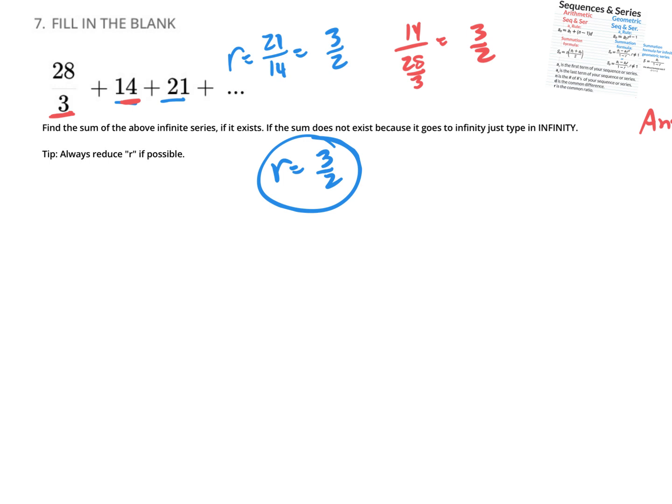So if you keep adding something that's bigger and something that's bigger and something that's bigger, the answer is infinity, right? Like the answer is infinity, okay?